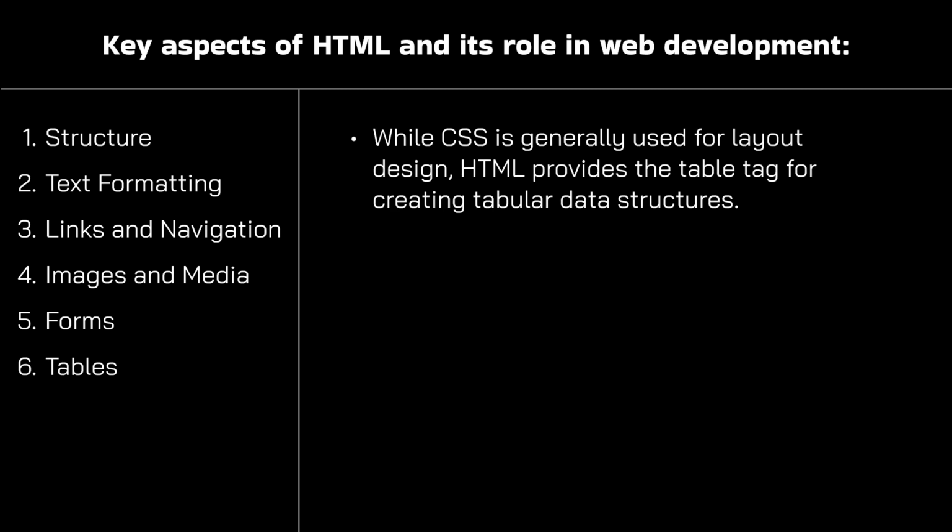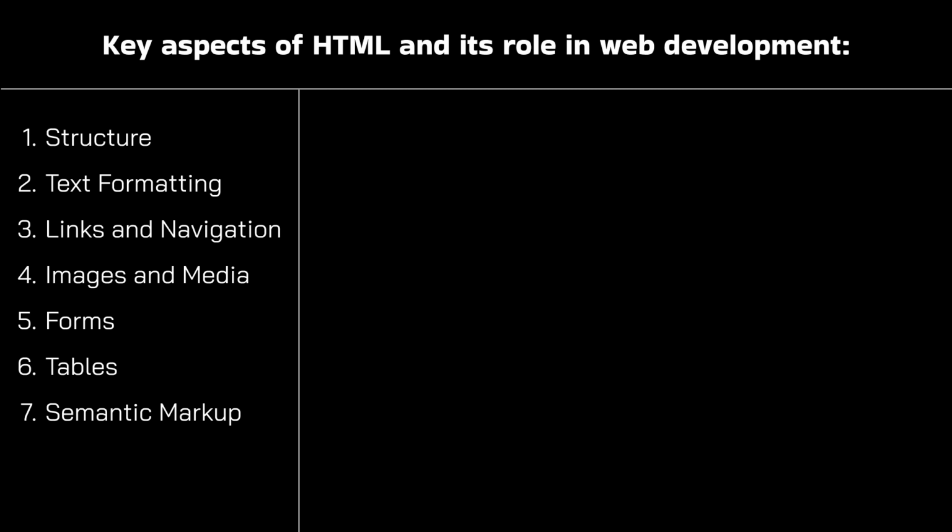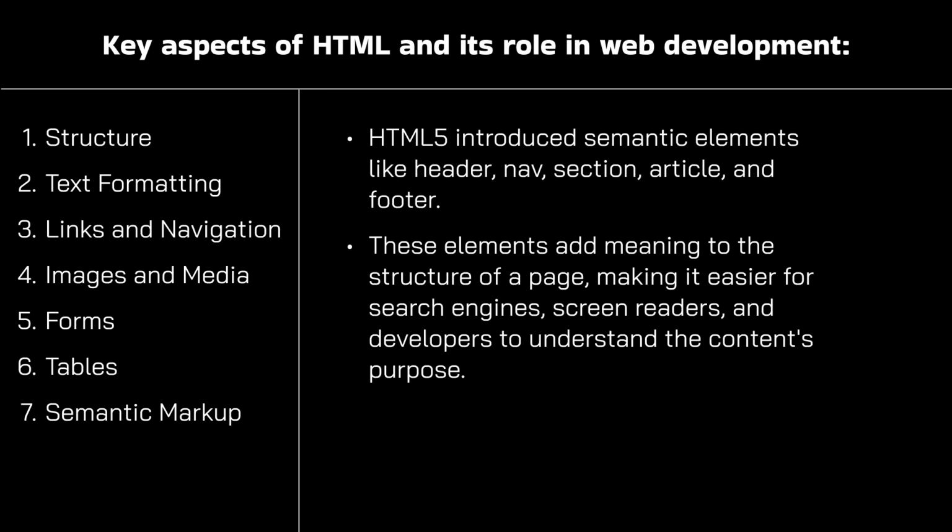Tables. While CSS is generally used for layout design, HTML provides the table tag for creating tabular data structures. Semantic markup. HTML5 introduced semantic elements like header, nav, section, article, and footer. These elements add meaning to the structure of a page, making it easier for search engines, screen readers, and developers to understand the content's purpose.